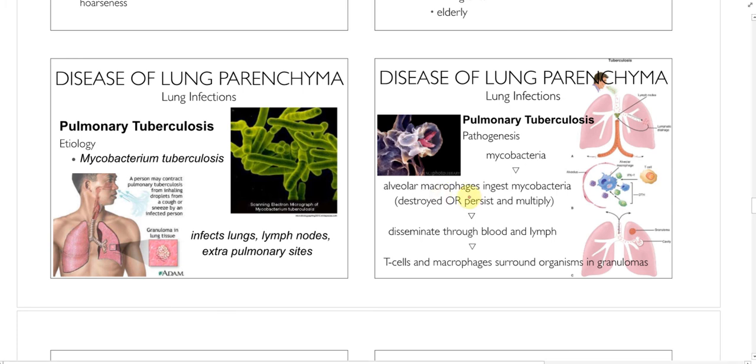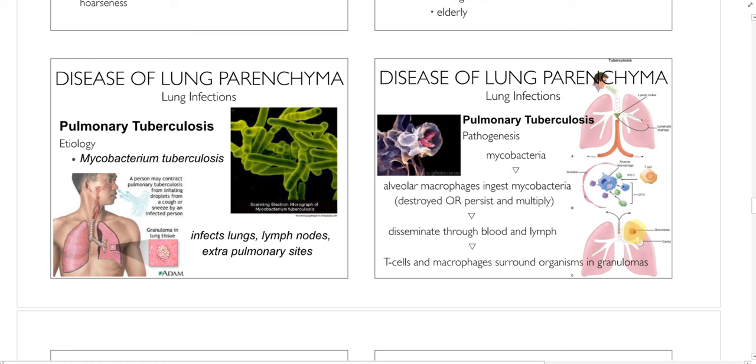The mycobacteria, destroyed or persistent, will disseminate through blood and lymph throughout the entire body, but within the lungs, and that's how we actually will find it, is throughout the blood because we do that skin test or the quantiferon. But within the lungs, we're still going to have an immune response to the alive or dead tissues or microbes. The T cells and the macrophages will surround it, form these granulomas as sort of this protective mechanism to try to prevent it from infecting other parts of the lung.